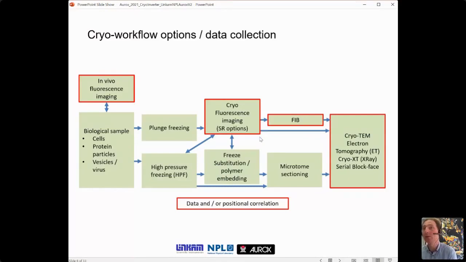Other techniques you can use to connect are, of course, cryotomography, X-ray tomography, or normal X-ray, or zero-block phase scanning, or all these techniques available.